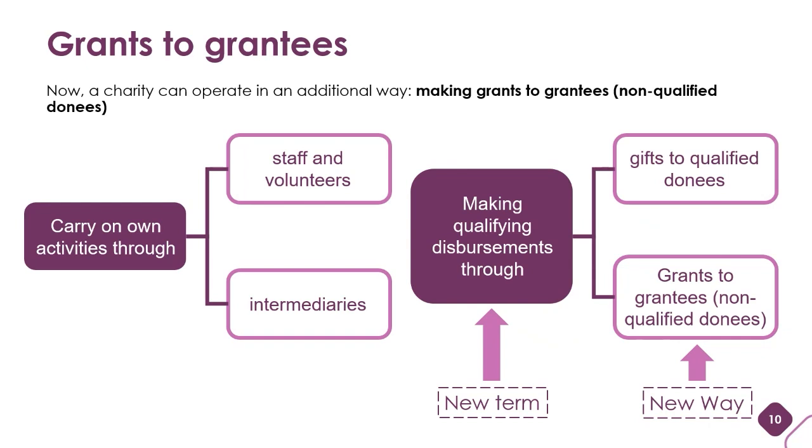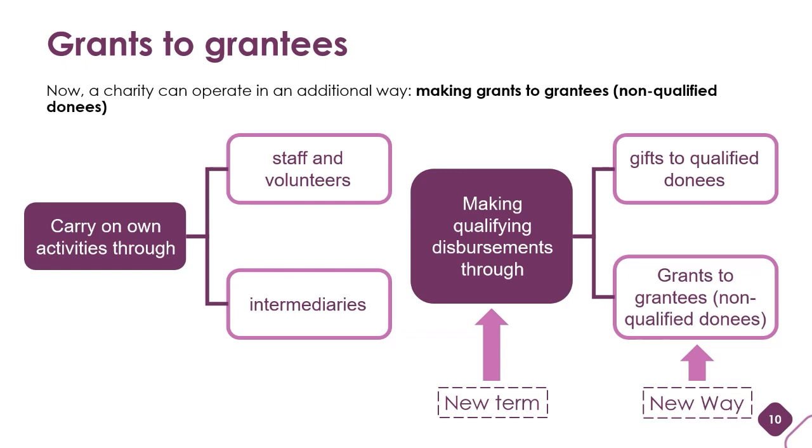Now, as a result of the changes brought about from Budget 2022, this slide shows the ways a charity can now operate. And this is a relatively significant change. It introduces a new term, qualifying disbursements, which comes from the Income Tax Act, and it also introduces a new way to operate by providing qualifying disbursements to grantee organizations. Put simply, we at the CRA refer to this as grants to grantees or grants to non-qualified donees. As you can see, charities can still continue to work with intermediaries. This remains a separate option for charities.